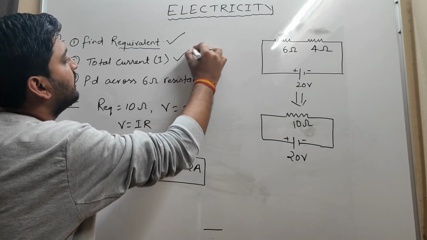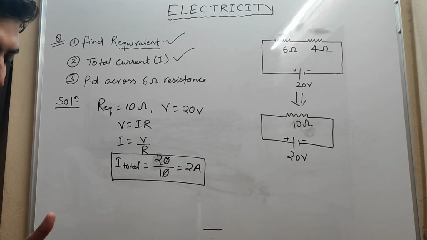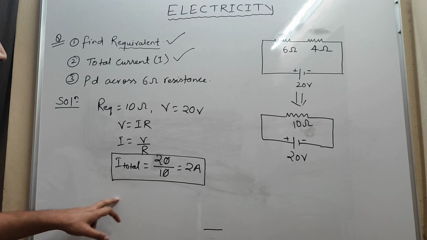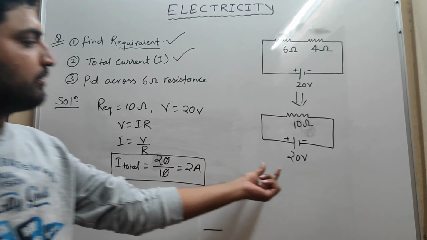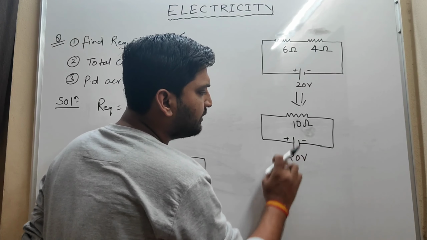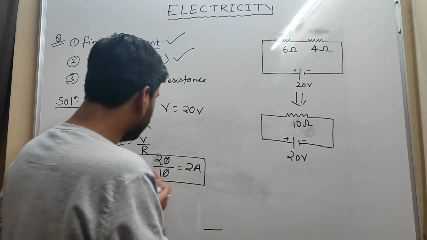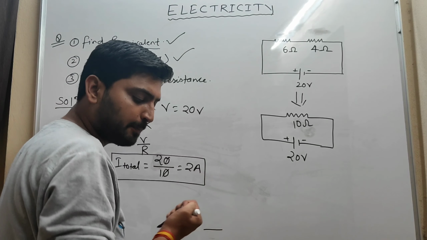Okay, we did it also. Second part is also completed. Total current is 2 ampere, because from here see V is 20 volt, R is 10. So from here we can get I total is equal to 2 ampere.